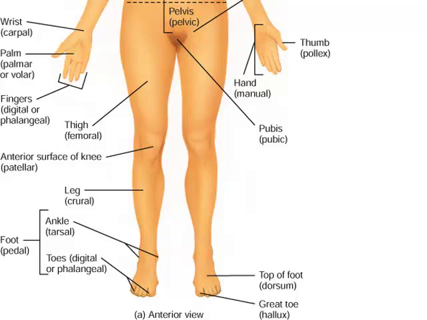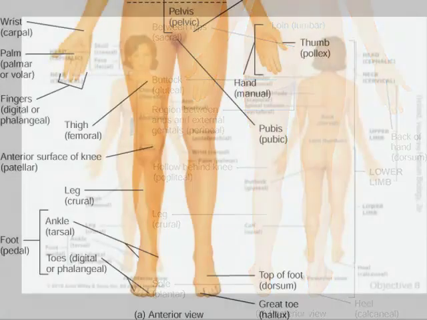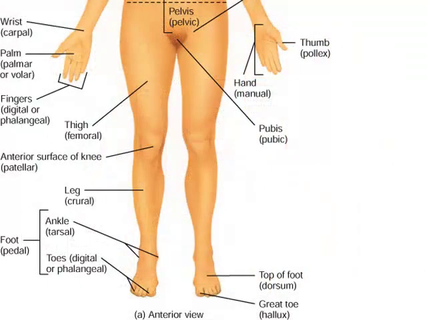Okay, we can't leave out the knee. On the anterior surface is the patella. That's your kneecap, the patella, or when we put AR on there, it means pertaining to, so pertaining to the patella. The posterior surface of the knee is the popliteal area. Foot, you can see that the top of the foot is the dorsum. The heel is the calcaneal. We talked about the toes. The great toe is the hallux. And then we have the sole of the foot, which is the plantar area.